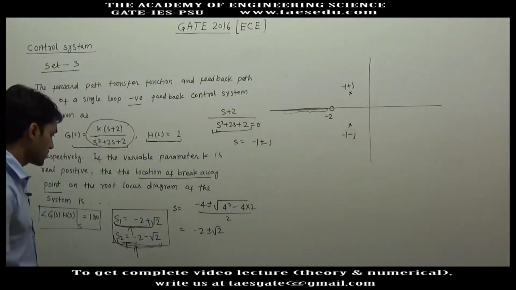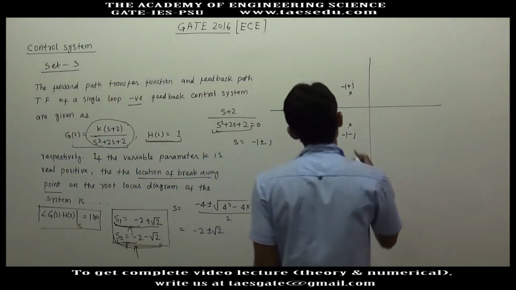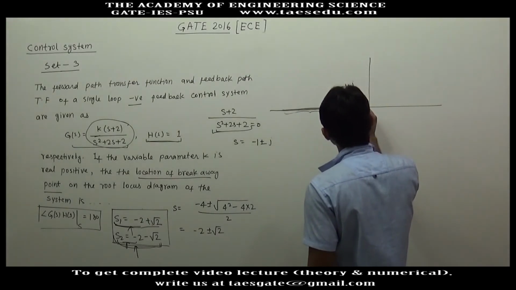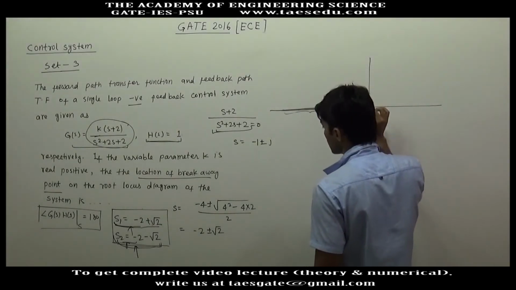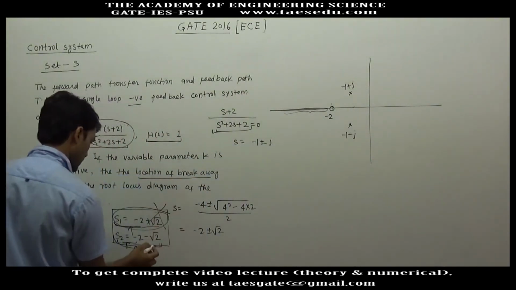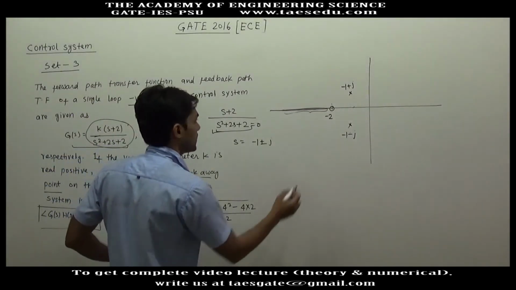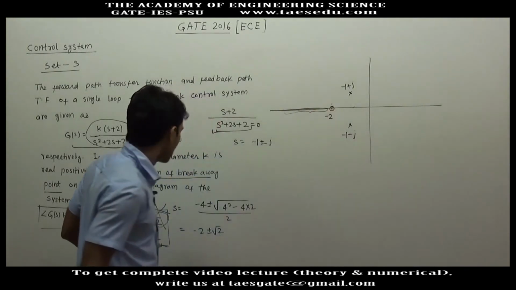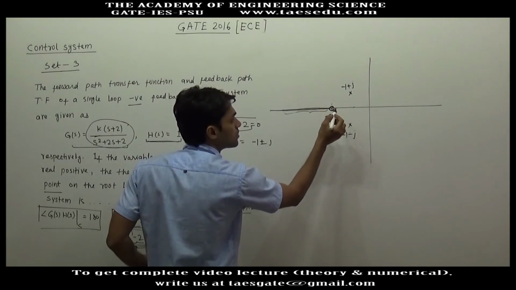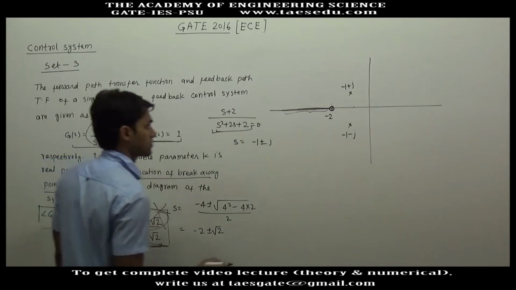Now we have two options, -2 plus root 2. So this point -2 plus root 2 will certainly be right to the point -2. This will lie somewhere here, and this is not on root locus. So this point is not on root locus. If we talk about this point, this point will certainly lie left to the point s equal to -2, and all the points which are left to -2 are on root locus. So this is actually on root locus.